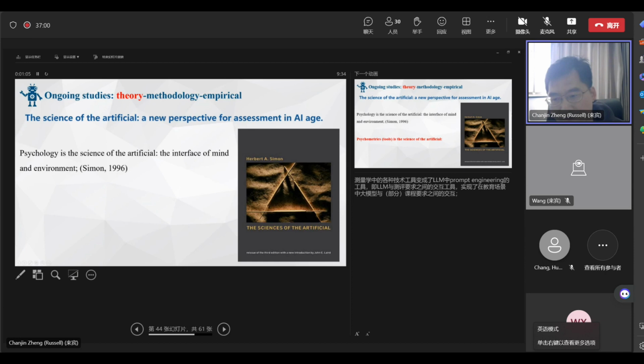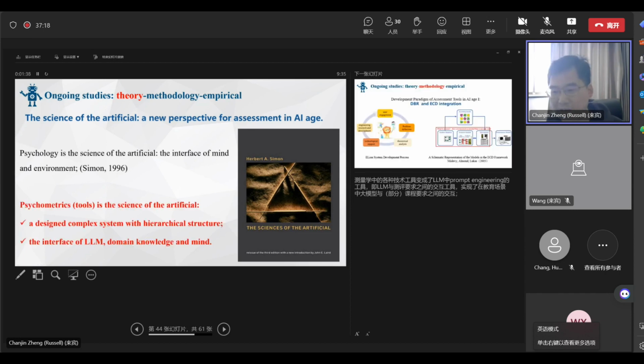So we believe that psychometrics is also the science of the artificial. It's a designed complex system with hierarchical structures. If you take a part of it, it can be an interface between the large language model, domain knowledge, and mind. Here mind means students and teachers. So what we have done is plug psychometrics into a bigger system.